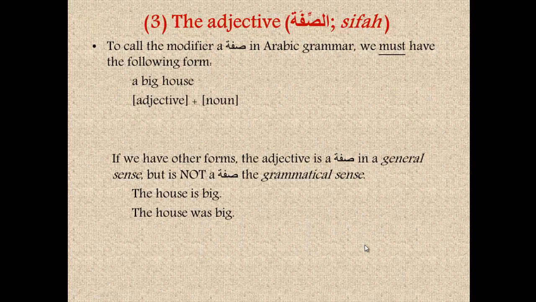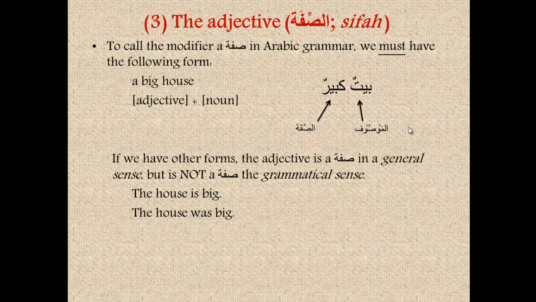Now, I want to bring your attention to one very important observation, and that is to call the modifier a sifah in Arabic grammar, we must have the following form. And the form is "a big house," where the adjective is strung to the noun. The ism and the sifah are together in this particular structure. The Arabic equivalent would be baytun kabirun, a big house.